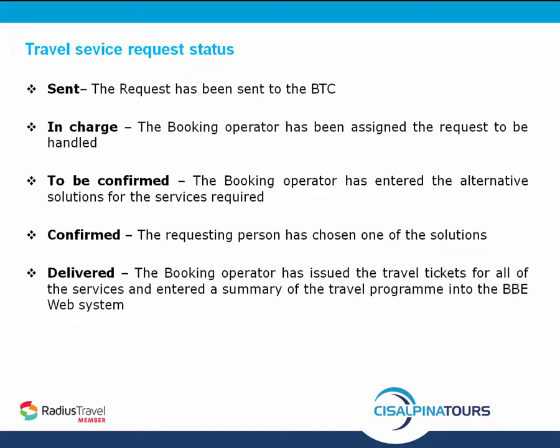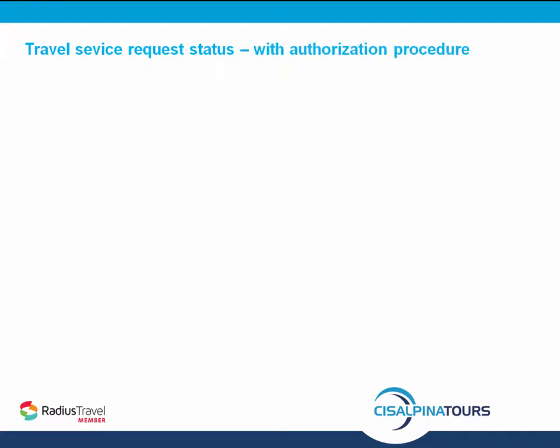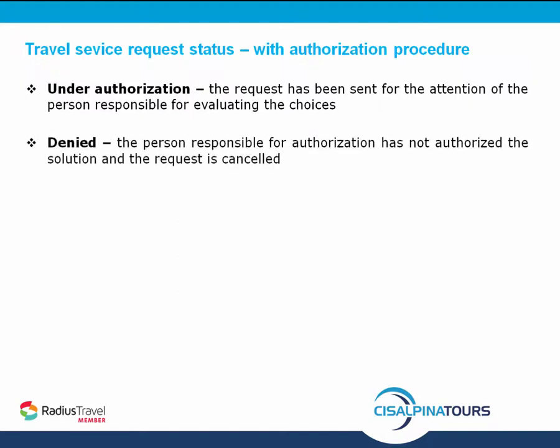Delivered. The booking operator has issued the travel tickets for all of the services and entered a summary of the travel program into the BBE Web system. Concluded. The trip has been made and at least 3 days have passed since the return date. In terms of the authorization procedure, BBE Web uses some specific statuses. Under authorization, the request has been sent for the attention of the person responsible for evaluating the choices. Denied. The person responsible for authorization has not authorized the solution and the request is cancelled.